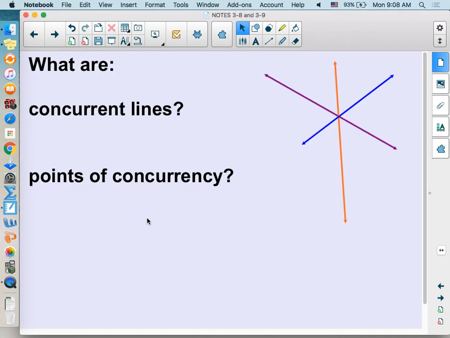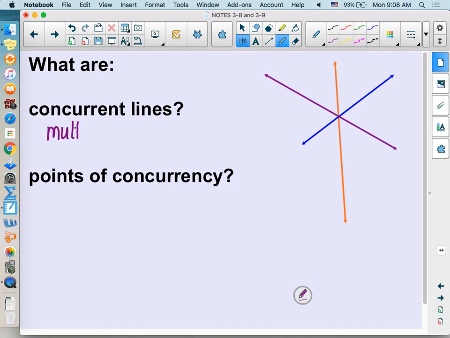So we have to first talk about concurrent lines, because the sections are about points of concurrency. Anytime you have multiple lines intersecting at the same point, you have concurrent lines. An asterisk that we draw is a set of concurrent segments. So, multiple lines intersecting at the same point.